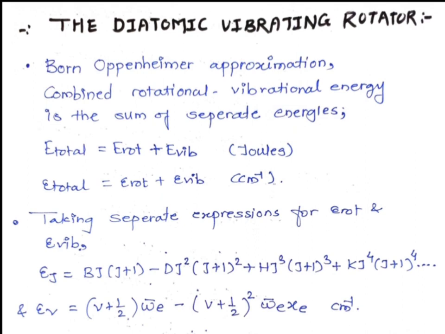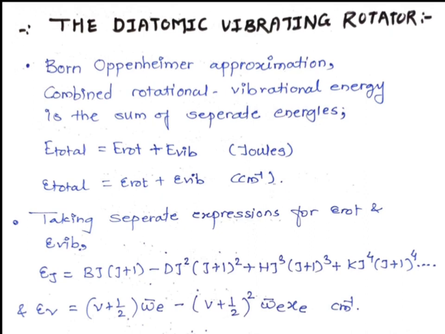So we have two equations, Ej and Ev. Ej represents the rotational energy and Ev represents the vibrational energy. Here J is the rotational quantum number and small v is the vibrational quantum number, and omega bar e is the equilibrium frequency and xe is the anharmonicity constant. Then the capital B, D, H and K are the rotational constants. So capital B is called the rotational constant, D is called the centrifugal distortion constant, and H and K are also the distortion constants.